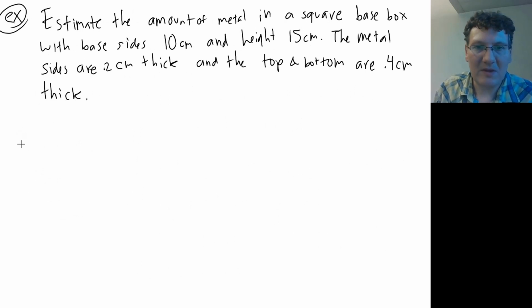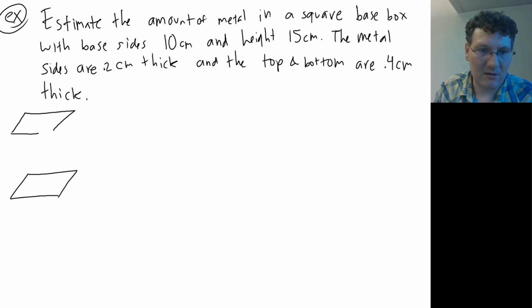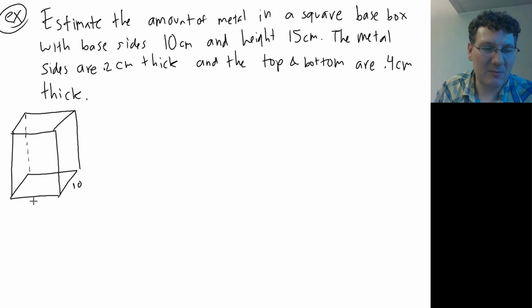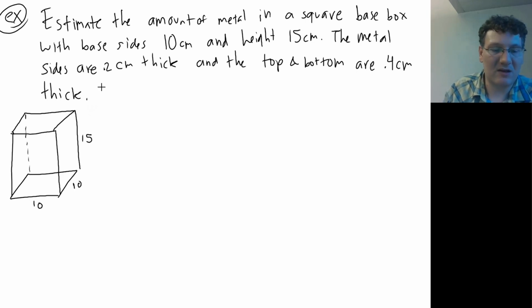So we want to estimate the amount of metal needed for a square-based box. I'll draw this kind of square in perspective, where the base is going to be 10 centimeters by 10 centimeters square, and the height is 15 centimeters. But the metal thickness is not the same everywhere. When I say amount of metal, I want to know the volume of metal, like how many cubic centimeters of metal is needed approximately, where we have 0.2 centimeters thick on the sides, that's 2 millimeters, and 4 millimeters thick on the top and the bottom.